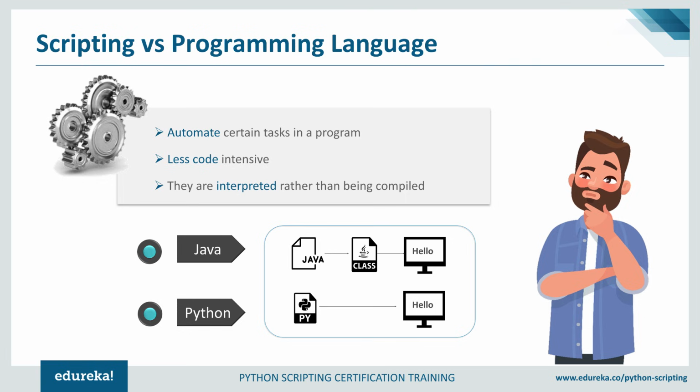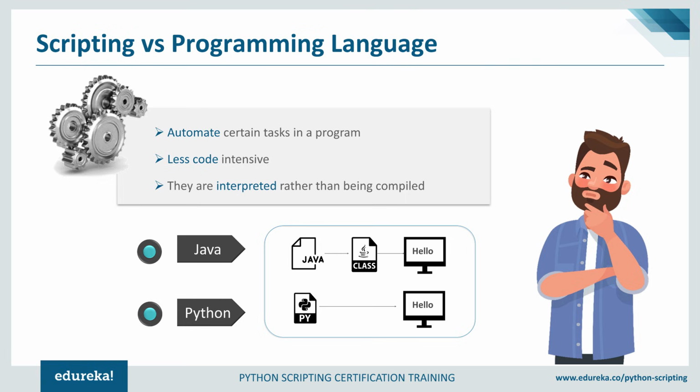Now let us begin with the very first topic, that is scripting versus programming language. Or what is the difference between a scripting language and a programming language? So scripting is used to automate certain tasks. Now there is one more thing, that scripting language is less code intensive as compared to any traditional programming language. They do not require the compilation step and are rather interpreted.